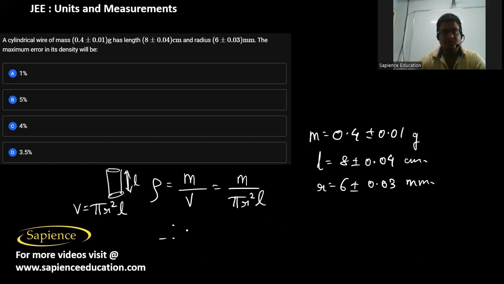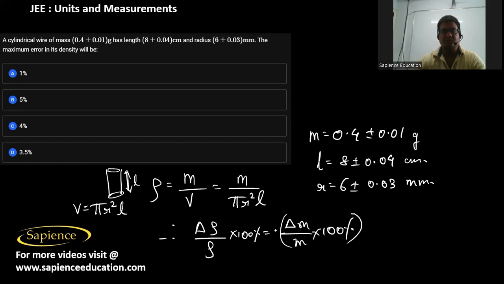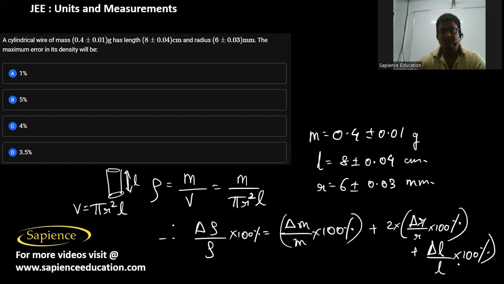Therefore, the percentage error in finding the density, that is delta rho by rho into 100%, will be equal to delta m by m into 100%, that is the percentage error in the measurement of mass, plus, since r square is there, 2 into the percentage error in the radius, then plus the percentage error in the measurement of the length.